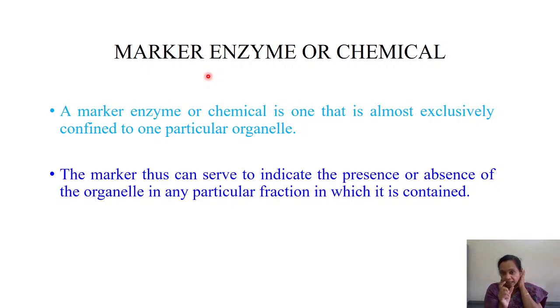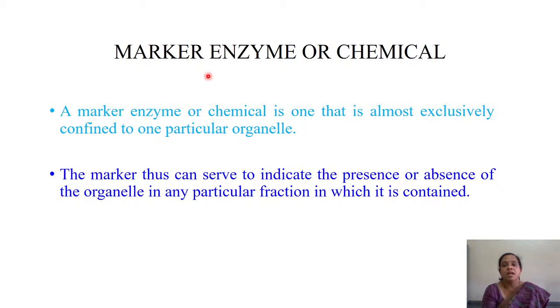Now, if the amount of that enzyme or marker increases, you will identify that there is a problem with this particular cell organelle. So that you call it a marker. A marker or a chemical is one that is almost exclusively confined to one particular organelle. The marker thus can serve to indicate the presence or absence of the organelle in any particular fraction in which it is contained.